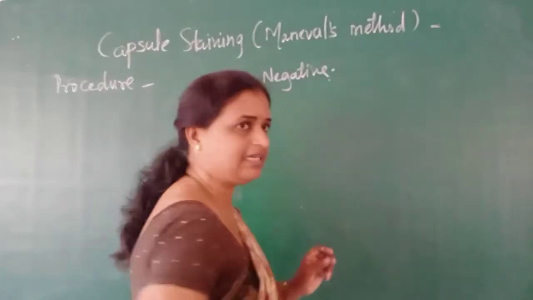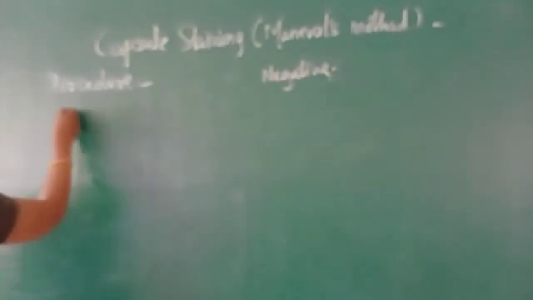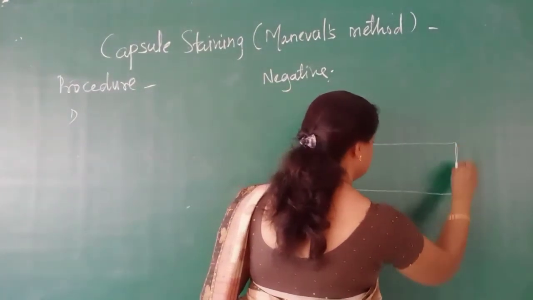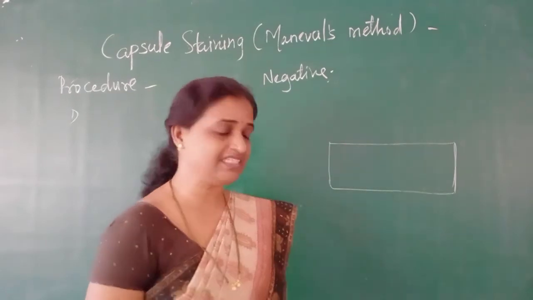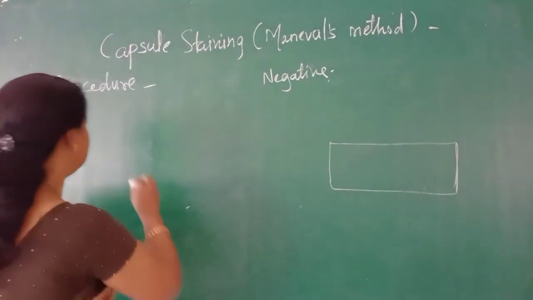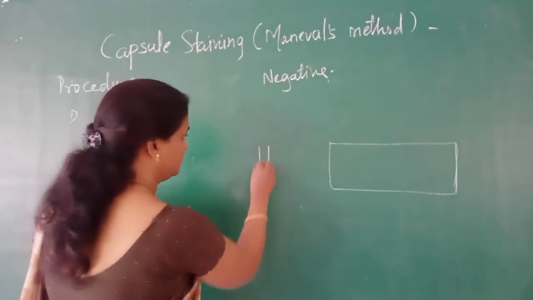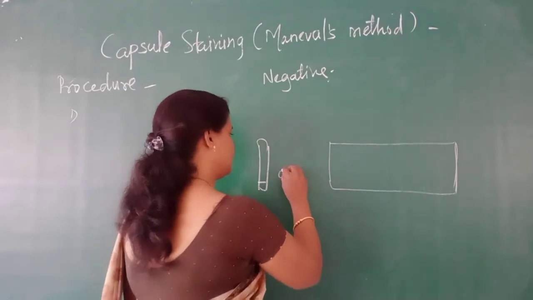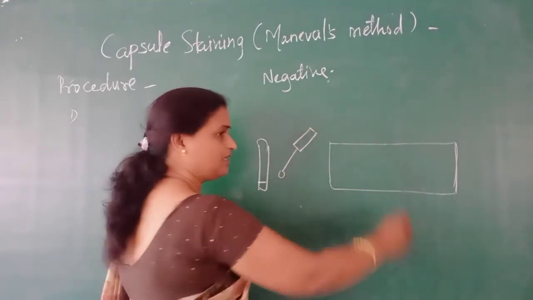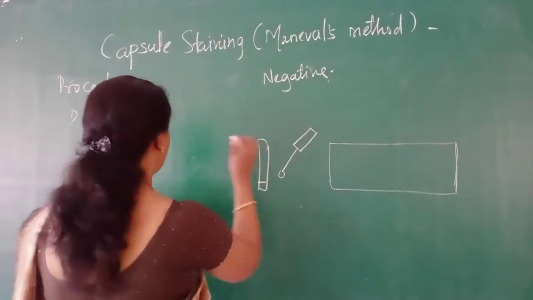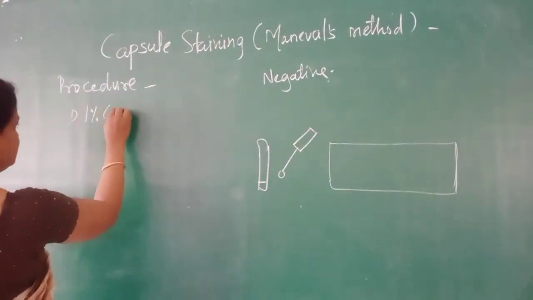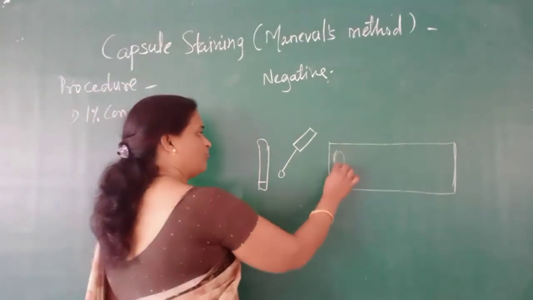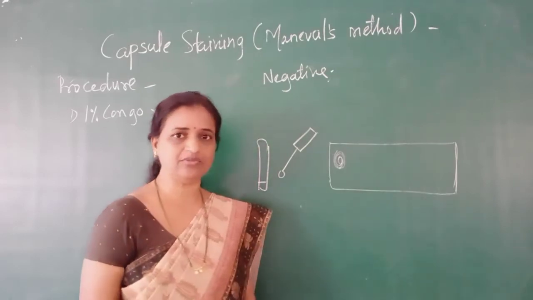Notice the procedure behind the capsule staining. The procedure is very simple. As usual, take a slide which should be properly washed. It should be grease free or oil free. Then take the bacterial suspension. You are given the bacterial suspension. 24 hours old capsulated organisms are given in the suspension. You have an inoculating needle. First of all, take a drop of 1% Congo red. That is the first stain of the procedure. Take a drop of 1% Congo red at one side of the slide.